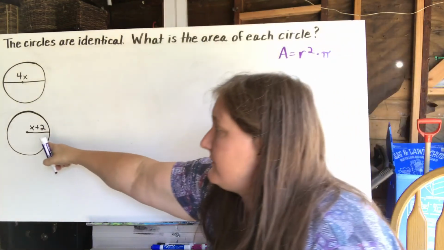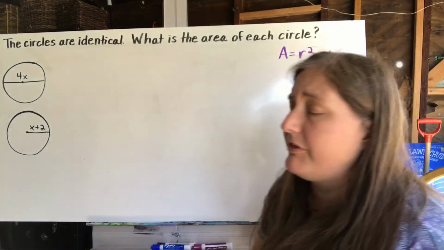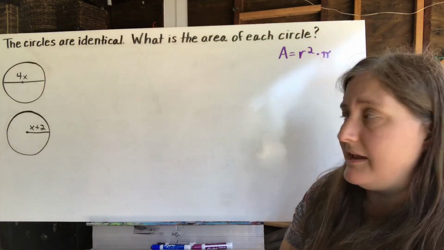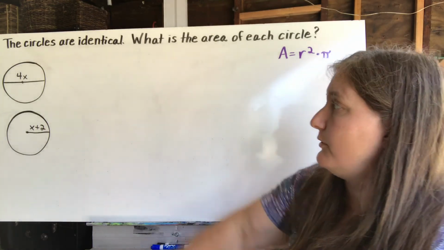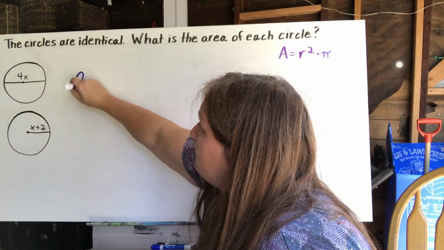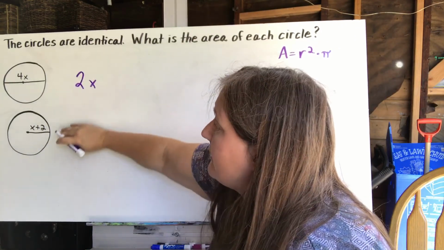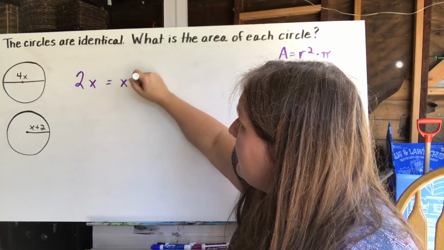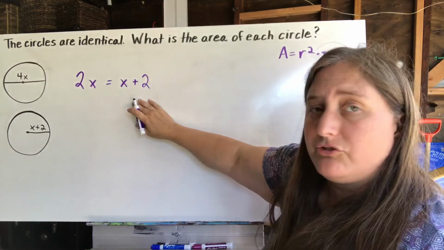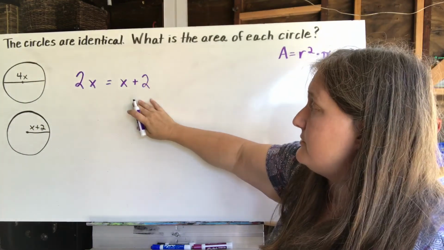So I need to know the radius here. Well, I've got the radius of this one, but this one I have the full diameter. So if I take 4x and I cut it in half, I would get 2x. So a radius for this one is just 2x. And since they're identical, that is equal to this one's radius, which is x plus 2. So I can actually solve here and find the value of x.